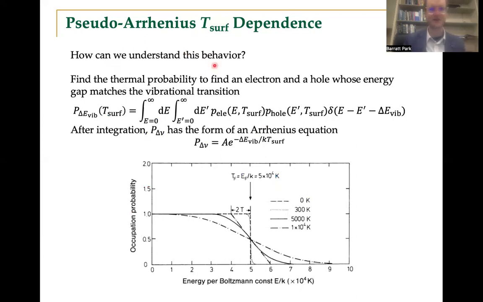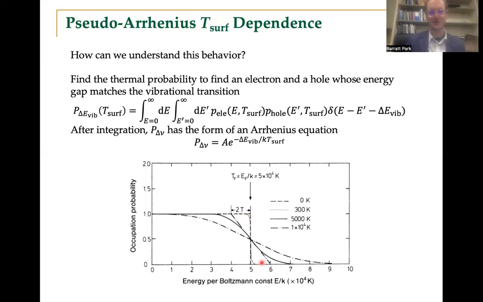Well, basically, the reason is that there has to be an electron-hole pair that has enough energy to be able to excite the vibrational motion of the molecule. If you had the surface at T equals 0, then there would be no excited electron-hole pairs, right? The occupation probability of the electronic states would just be a step function. However, as you increase the temperature, you start to have a tail of the distribution that corresponds to excited electrons, and you start to have a portion of the distribution that has vacancies, which we call holes.